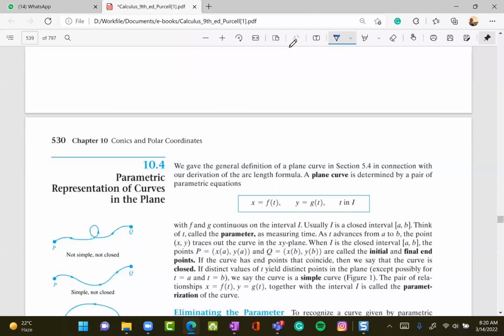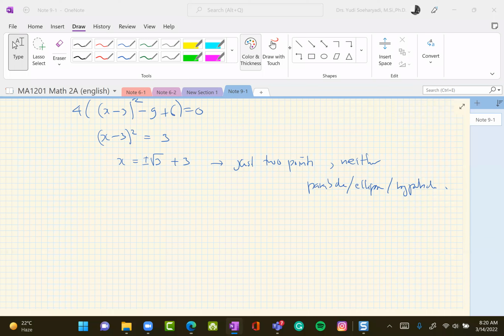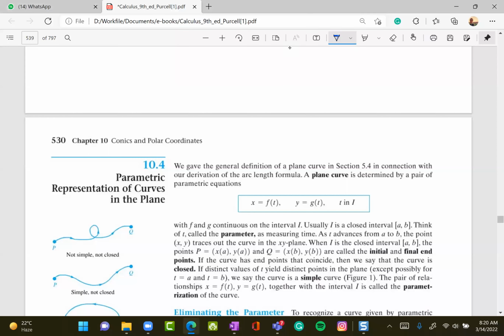All right. Let's continue with section 10.4, parametric representation of curves in the plane.